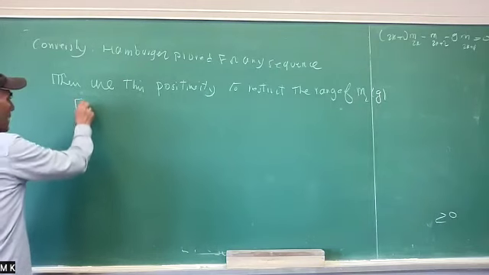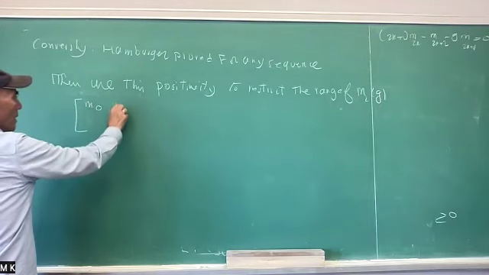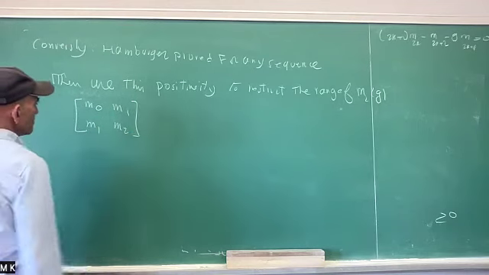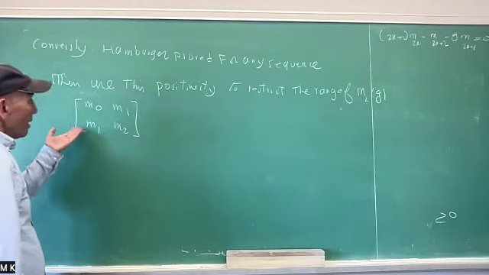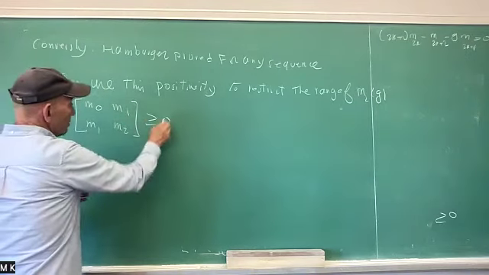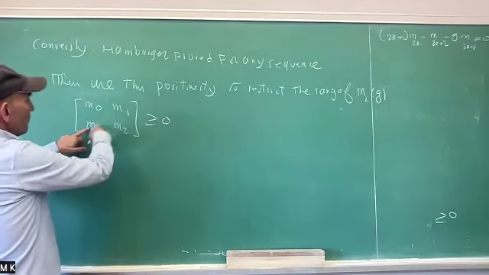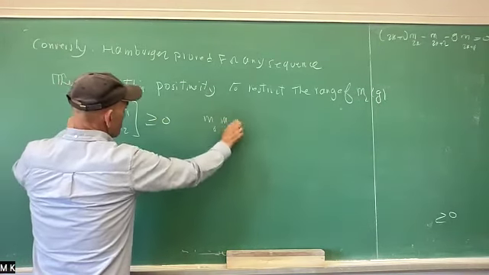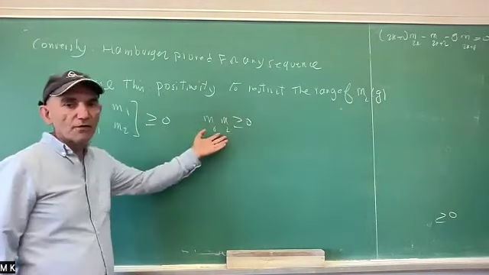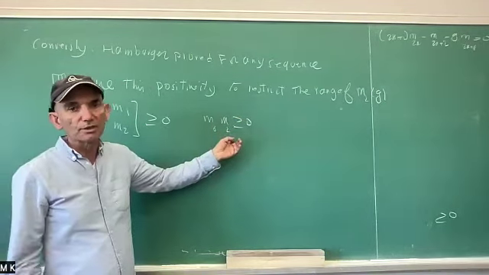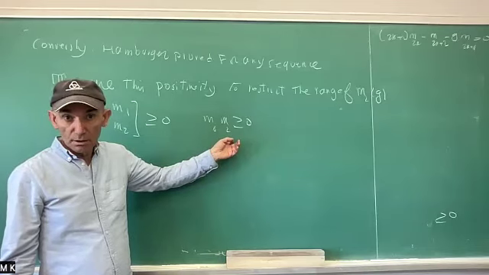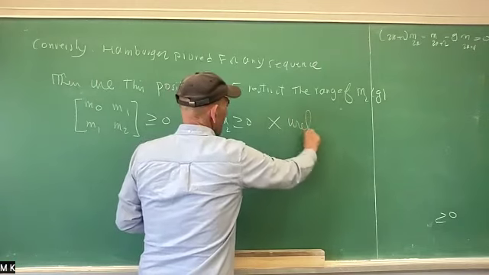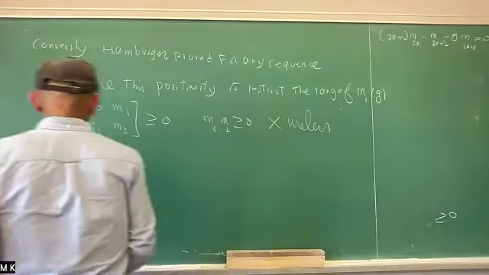For example, the next one: M0, M1, M1, M2. This has to be bigger than or equal to 0, but we know that M1 is 0, so this is basically nothing but M0 M2 bigger than or equal to 0. This is nothing, because we know it has to be true, since M2 is the variance. So this is useless. Let's go to the next one.